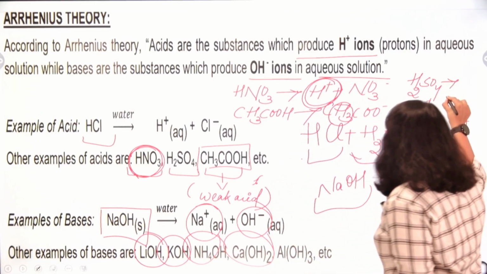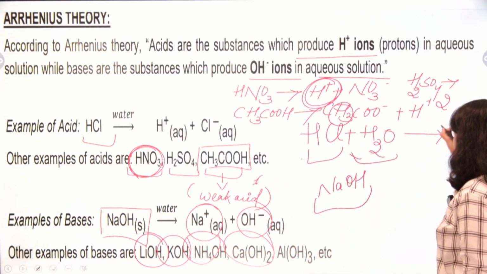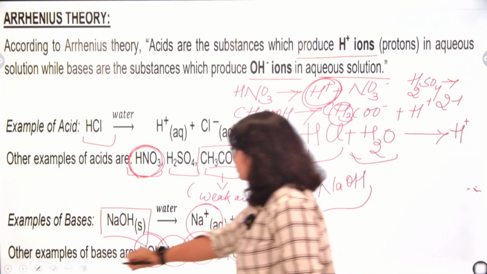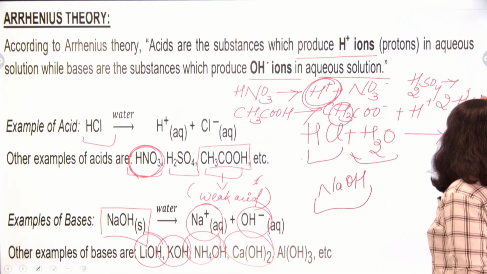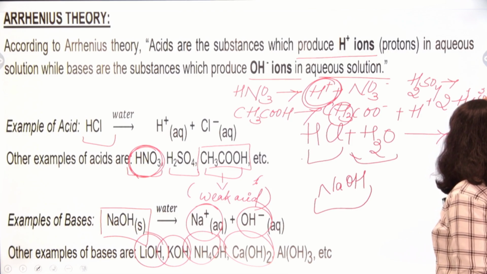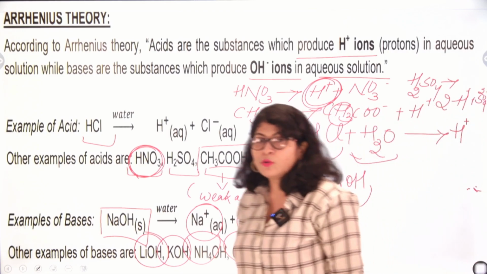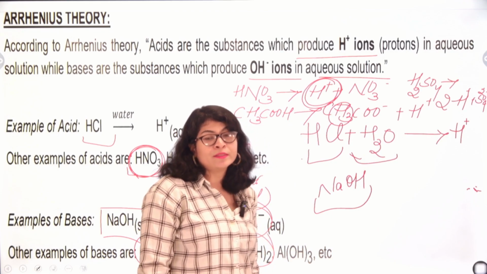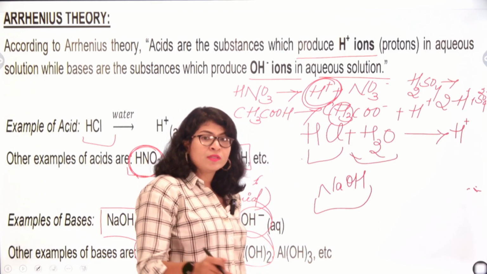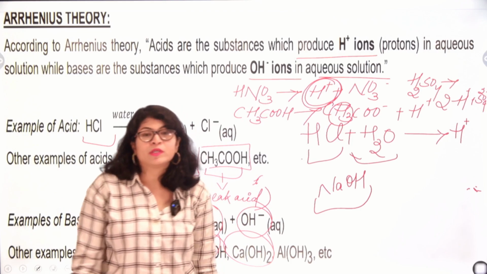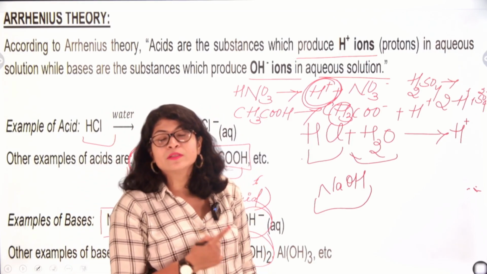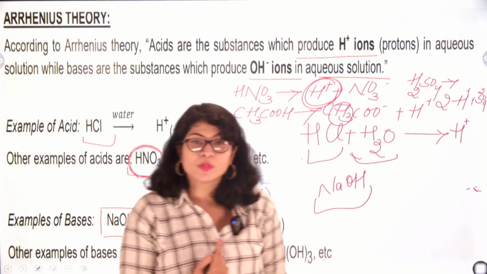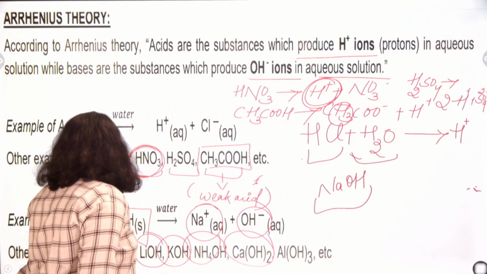So if I see H2SO4 similarly, H2SO4 has the ability to give 2H+ and SO4 2-. So here also H2SO4 has a tendency to dissociate all the possible protons, and hence it falls under the category of strong acids. So strong that it is called the king of chemicals, the king of acids.